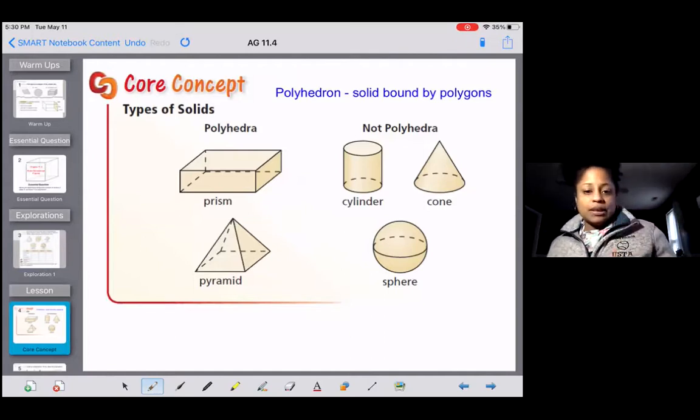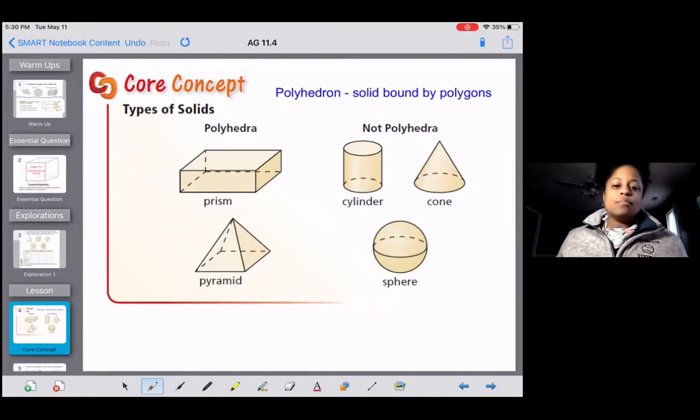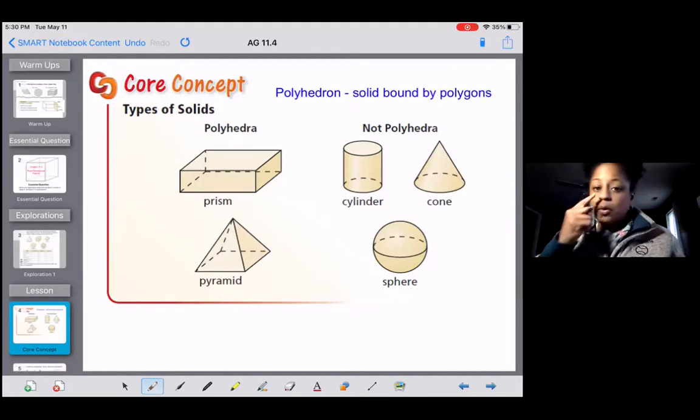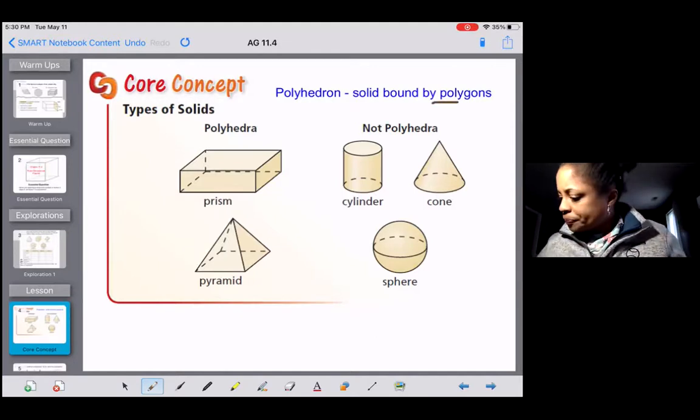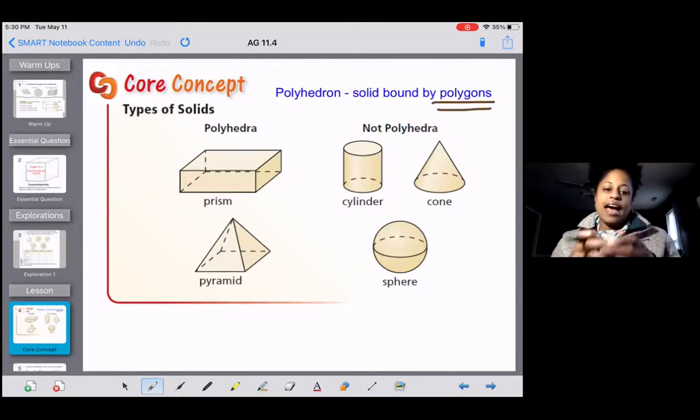And then three examples of 3D figures that are not polyhedra are the cylinder, the cone, and the sphere. Why? Because the cylinder, the cone, and the sphere all have circles in them somewhere. So a polygon, if you remember, has to have edges. It can't be a circle. So a circle is not a polygon.